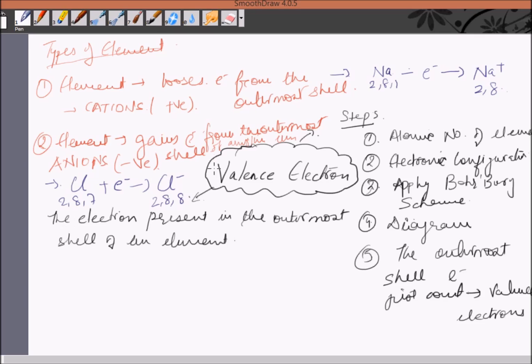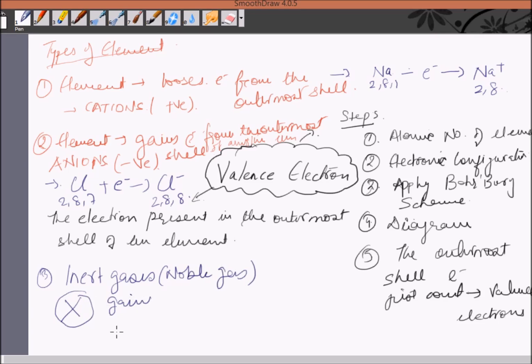And there are some elements which don't gain or lose electrons from the outermost shell. They are called inert gases. They're also called noble gases, right? They don't gain electrons or lose electrons.